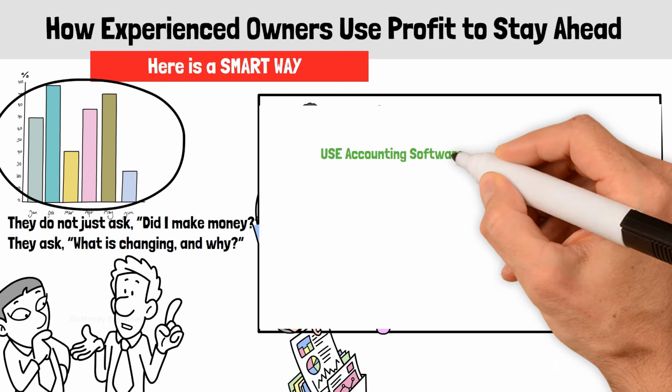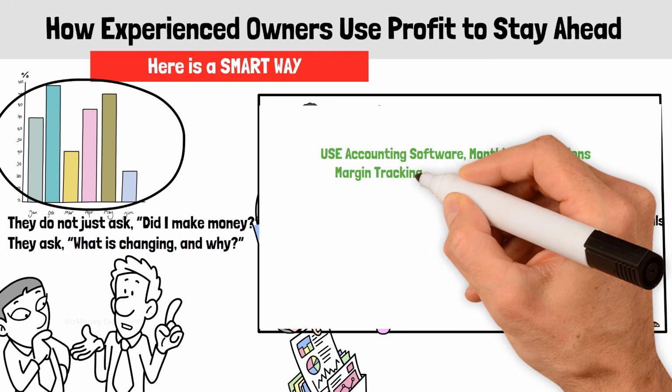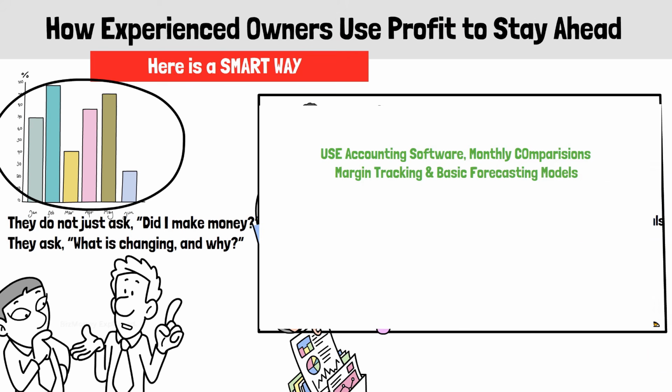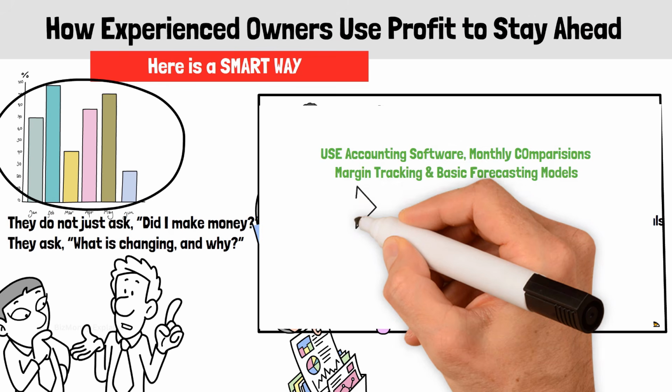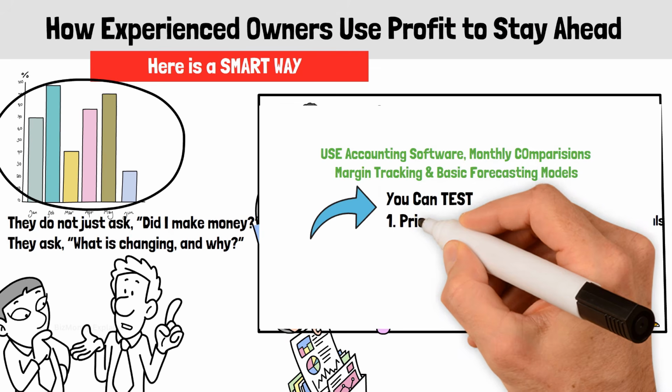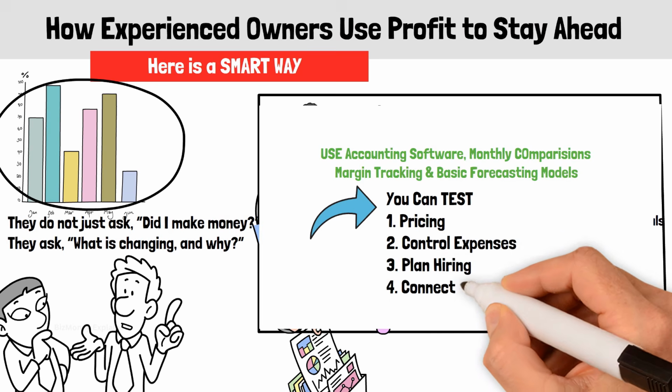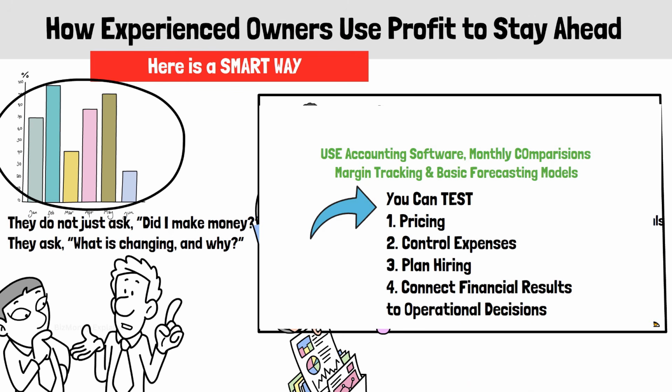When used with tools like accounting software, monthly comparisons, margin tracking, and basic forecasting models, profit and loss becomes actionable. You can test pricing, control expenses, plan hiring, and connect financial results directly to operational decisions with far more accuracy.